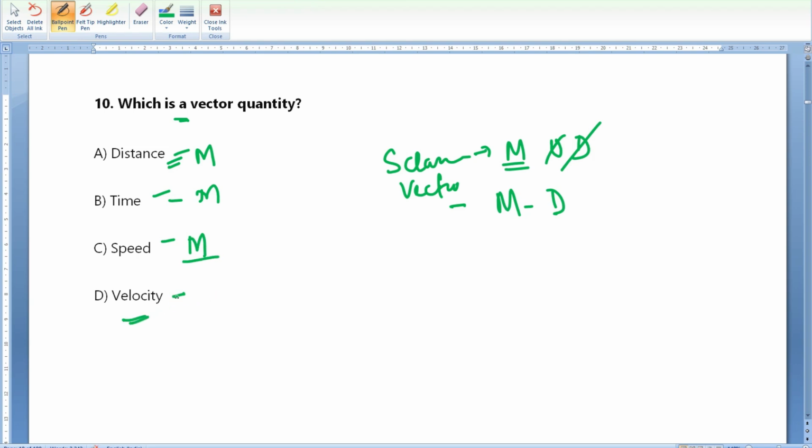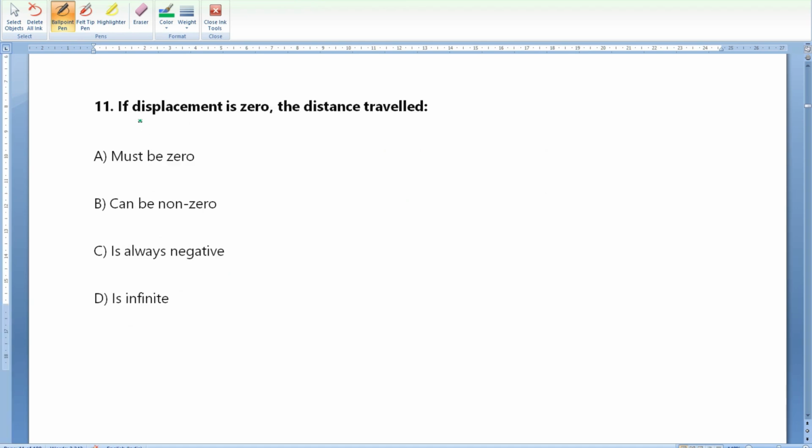Here velocity is a vector quantity because it has magnitude and direction both. If displacement is 0, the distance traveled must be 0, can be non-zero, is always negative, or is infinite. Displacement is 0. The distance traveled and displacement.